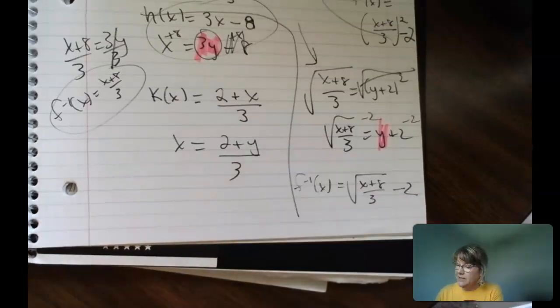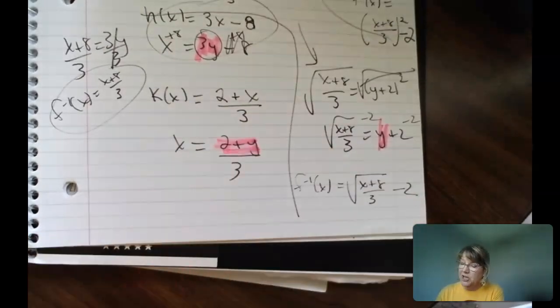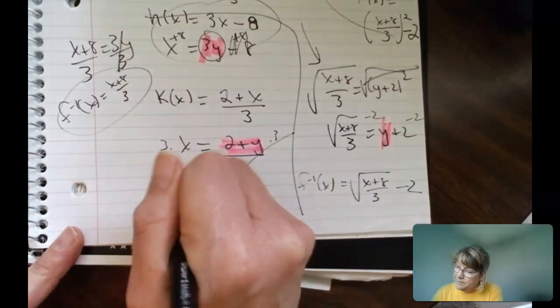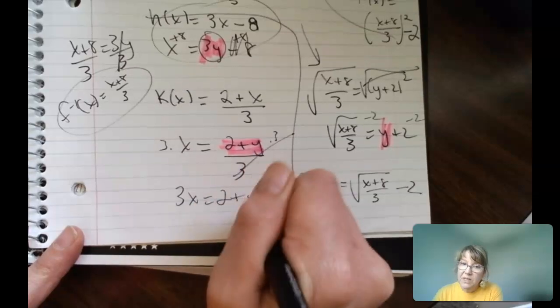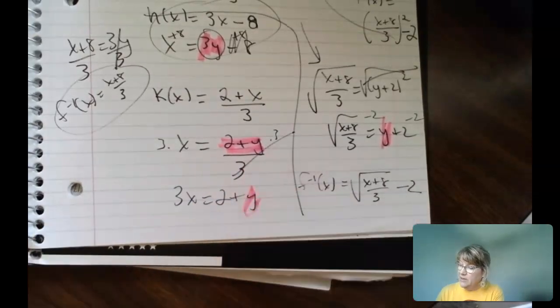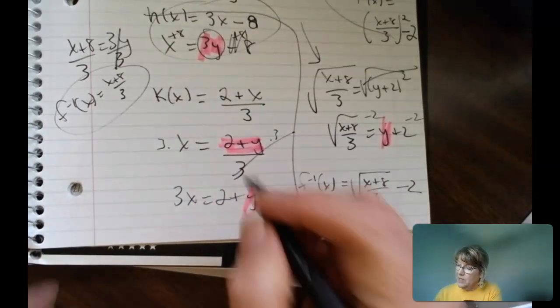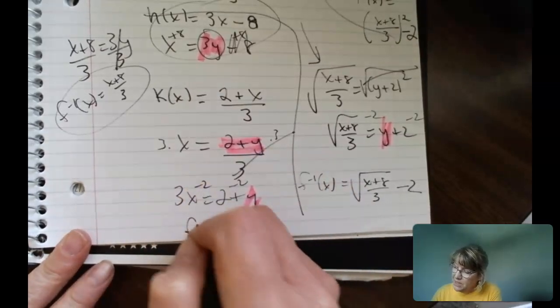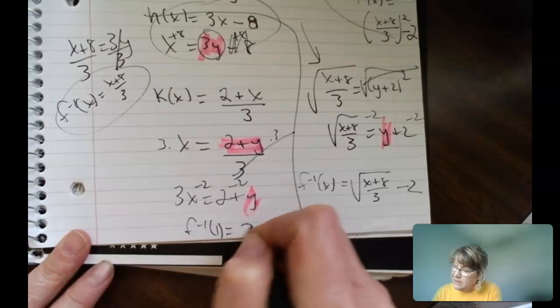Okay, isolate the function. So first we have to isolate that chunk. How do you get rid of dividing by 3? Multiplying by 3. All right, now I want to isolate the y. How do I get rid of adding 2? I subtract 2. So f inverse of x is 3x minus 2.